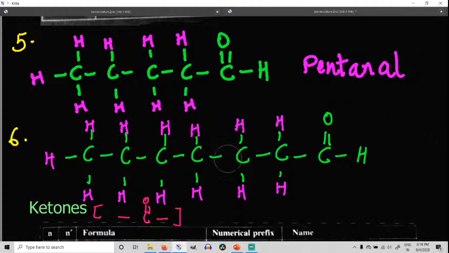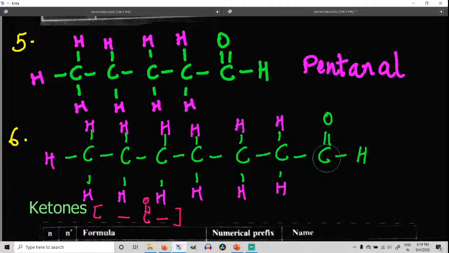Now you have to give me the answer of question number 6, and then we'll end class here. How many carbon atoms are there in the straight chain? And then you give the IUPAC name accordingly. 1, 2, 3, 4, 5, 6, 7. So hept plus an plus al, heptanal.